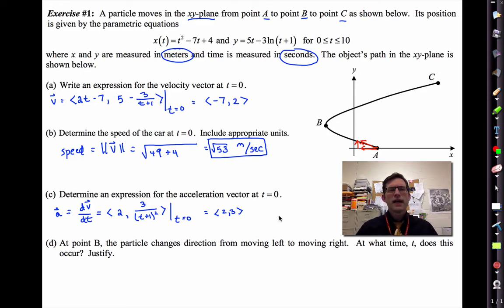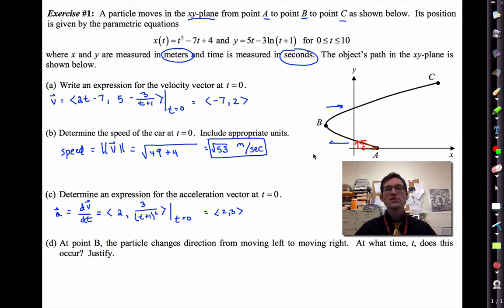Letter D. At point B, the particle changes from moving left to moving right. That's pretty obvious, right? We're heading left up to point B, and then we're heading right after point B. It asks us at what time t does this occur? Justify. Pause the video for a moment, think about that if you need to, and then let's come up with when that occurs.